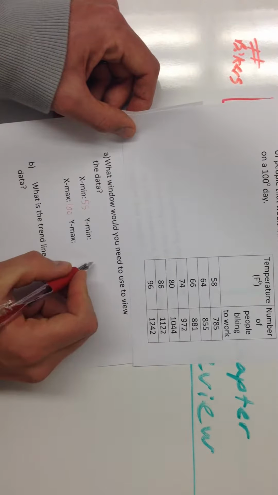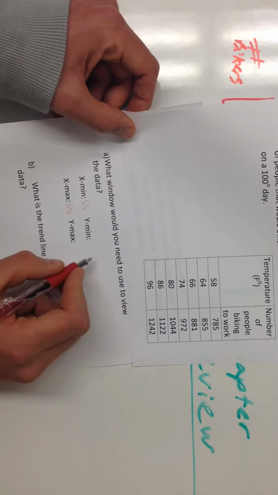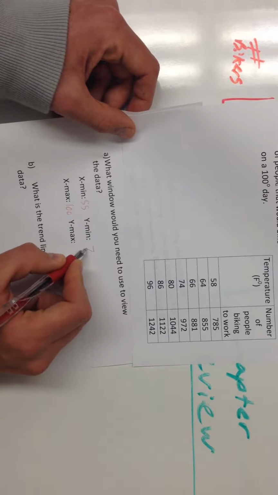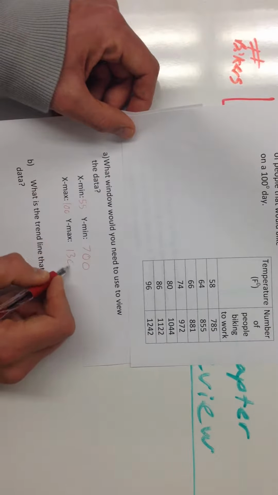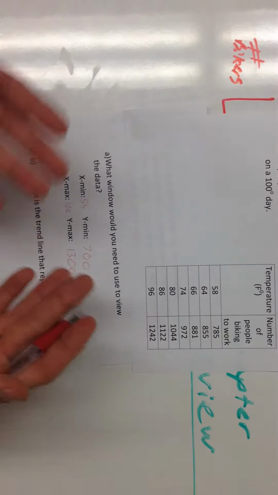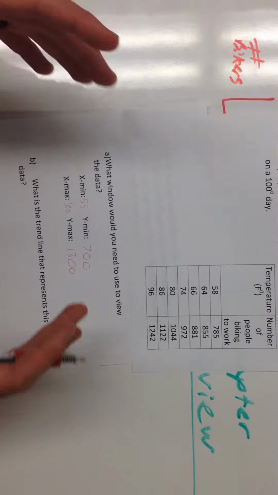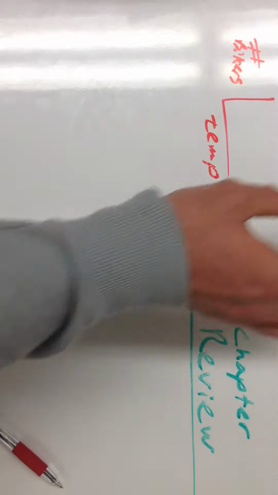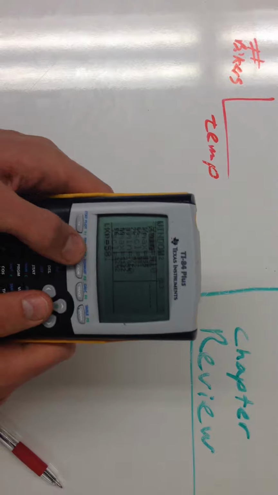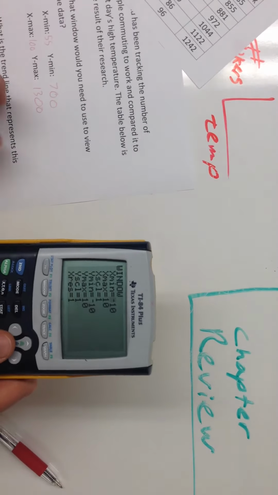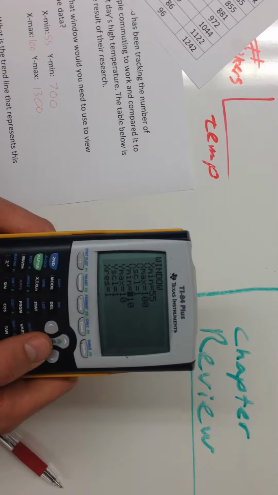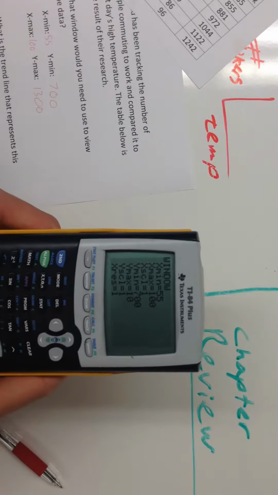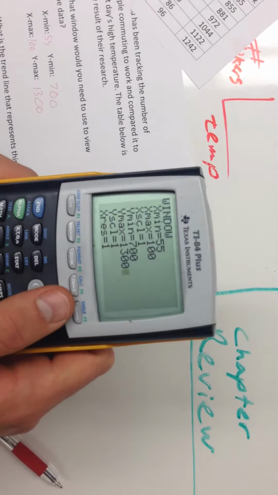Our Y-min is the number of people biking to work. So we can say like 700. Looks like we didn't go below 700 and 1300. Now these are not really opinion questions, but there's lots of different answers to them. It's just basically a good window to view all our data. If we want to see our data with those windows, it would look like this. So 55 to 100 and 700 to 1300. I just plug those values in.